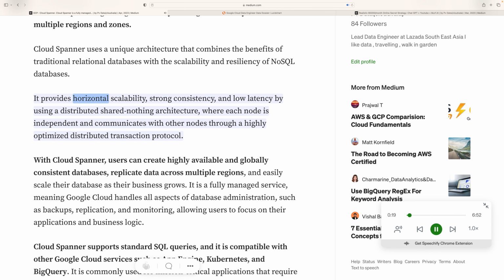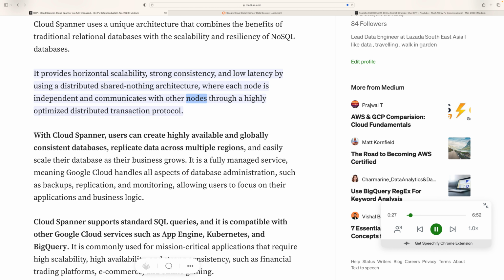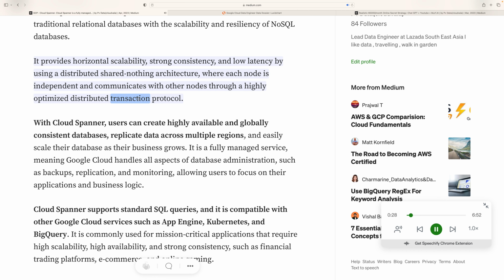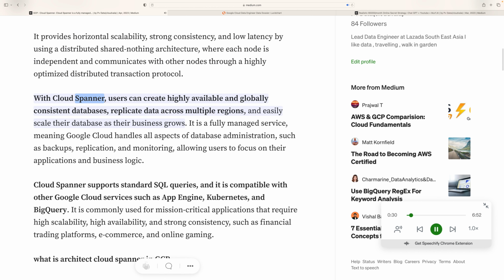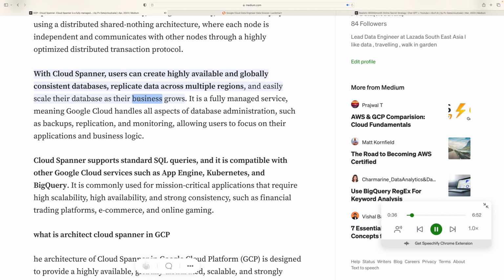It provides horizontal scalability, strong consistency, and low latency by using a distributed shared nothing architecture, where each node is independent and communicates with other nodes through a highly optimized distributed transaction protocol. With Cloud Spanner, users can create highly available and globally consistent databases, replicate data across multiple regions, and easily scale their database as their business grows.